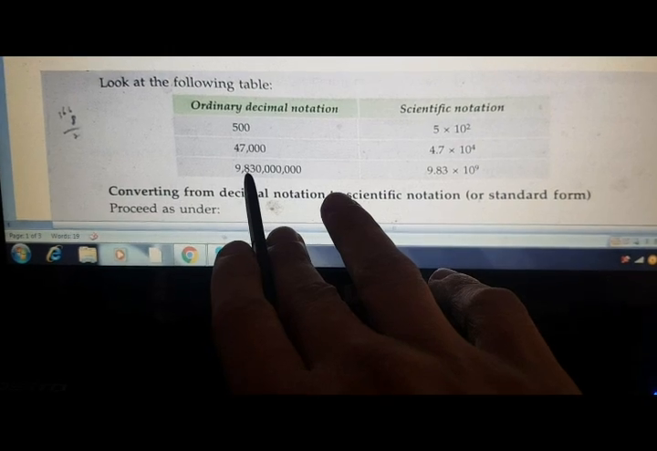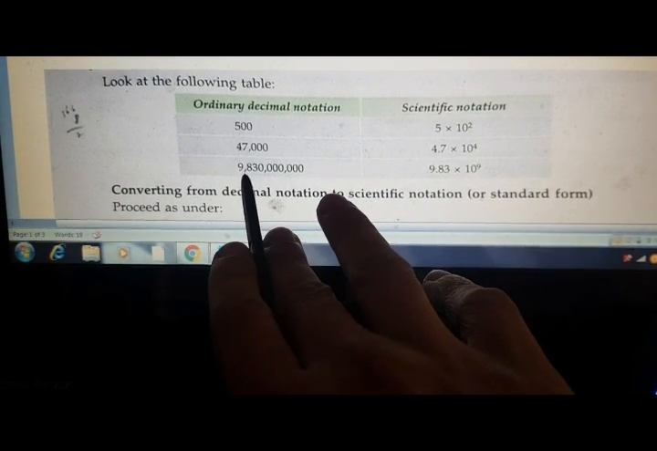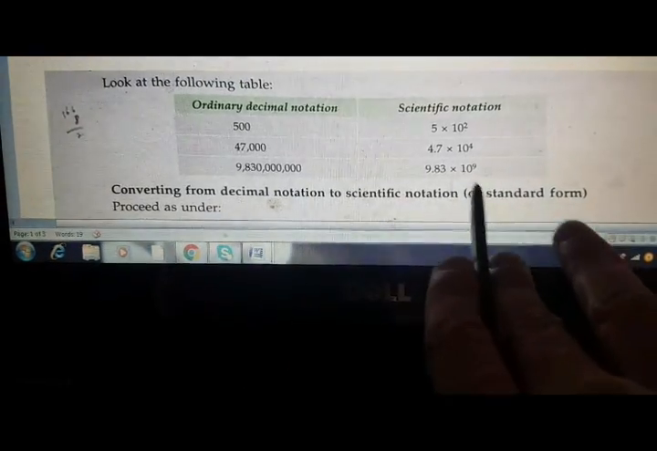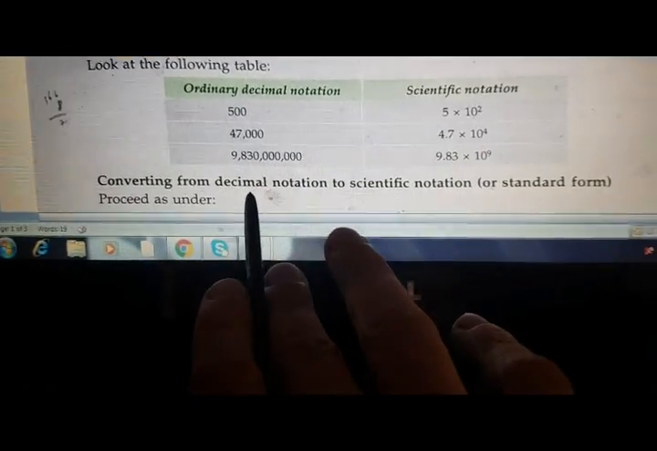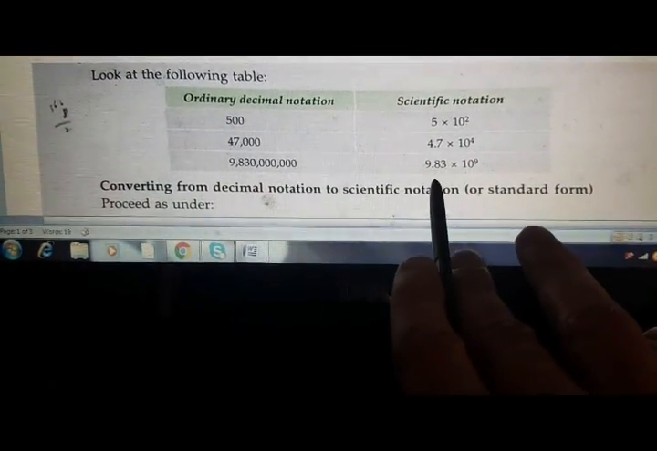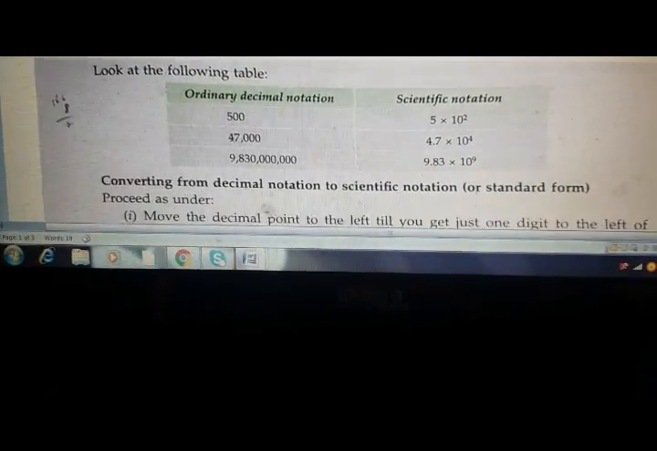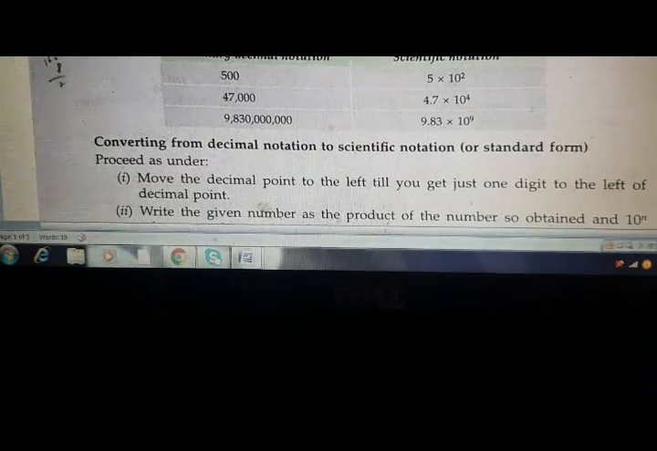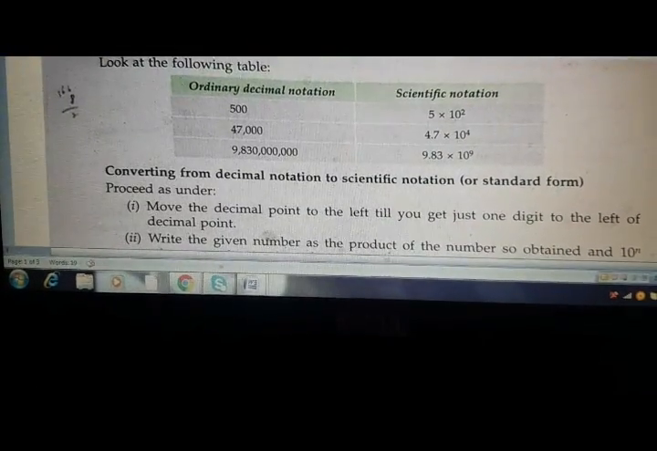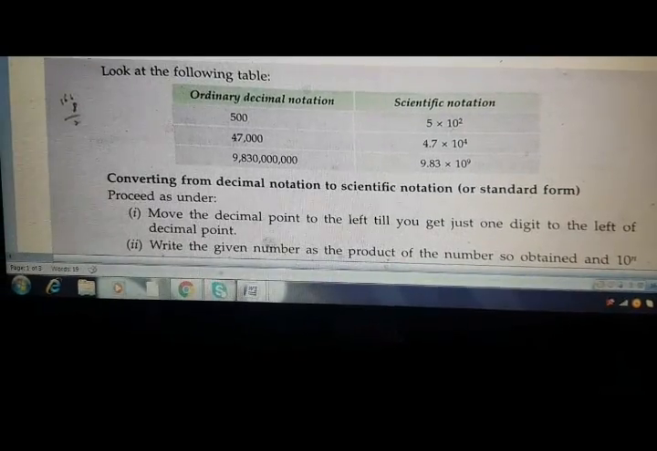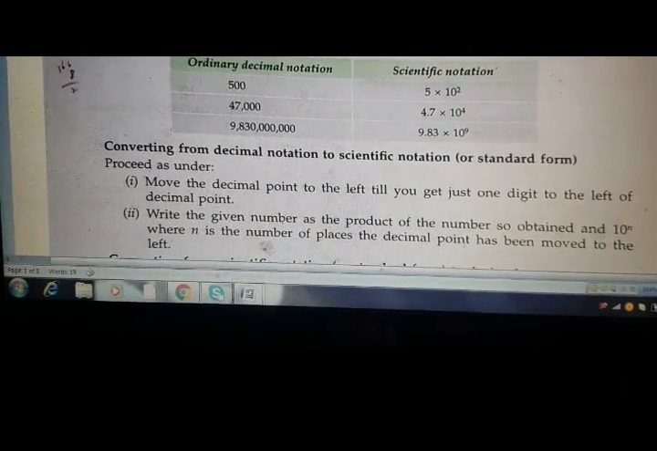We write here 9, after 9 we put the decimal, and then you count 3, 6, 9, so 10 to the power 9, 9.83. You will write the whole number in decimal form and its power 10 to the power 9. So this is the way of converting bigger numbers into scientific notation, or standard form.